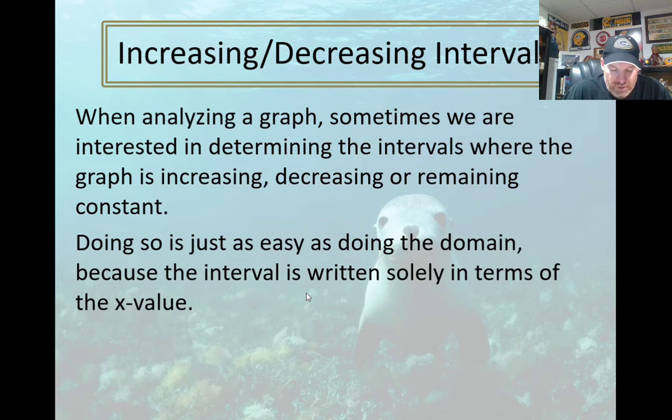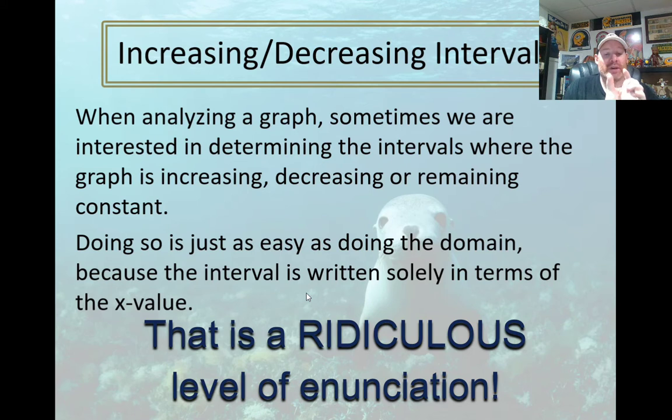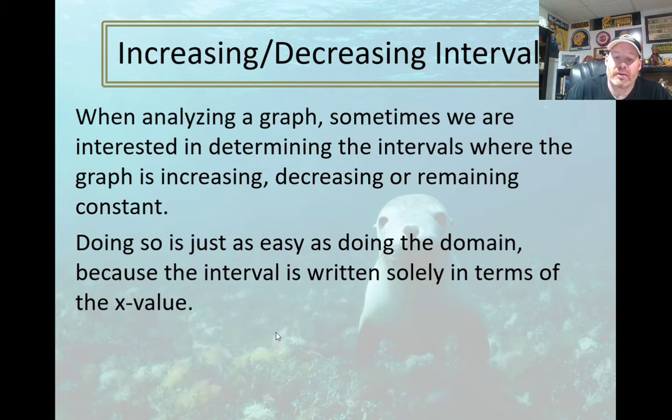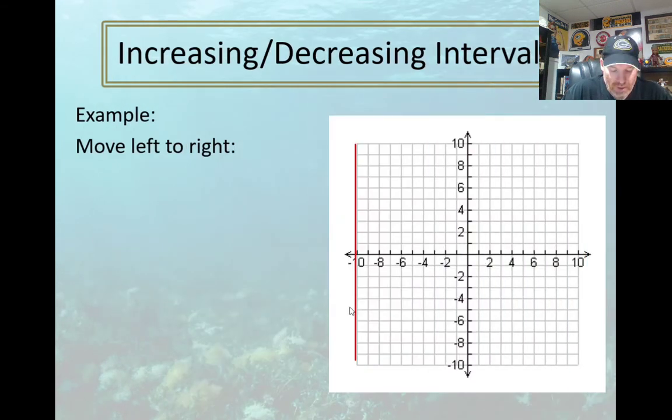Okay, and when we do that, it's kind of like figuring out the domain, the domain of where something is increasing and decreasing. We don't necessarily care about what the y values are at those points. And again, just like with the domain, you're moving left to right to determine where things are increasing and decreasing. Think of increasing and decreasing as uphill or downhill. Increasing means the graph is going uphill. Decreasing means it's going downhill. And constant means it's just a horizontal line.